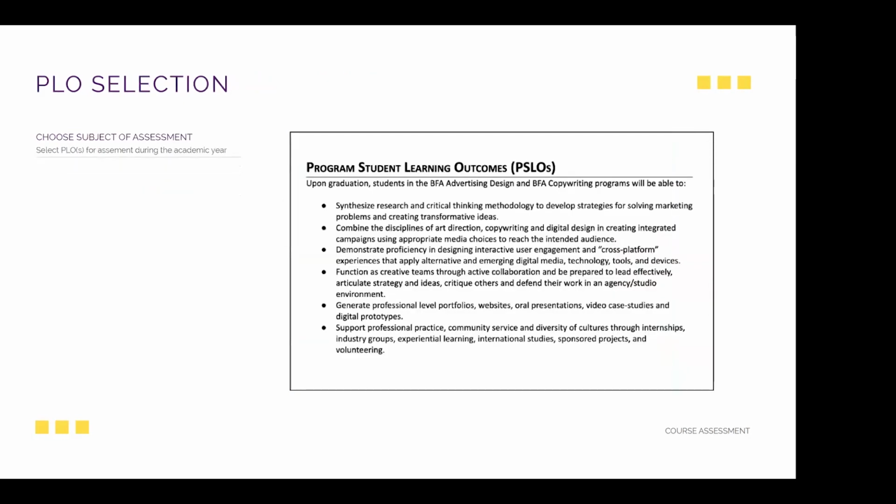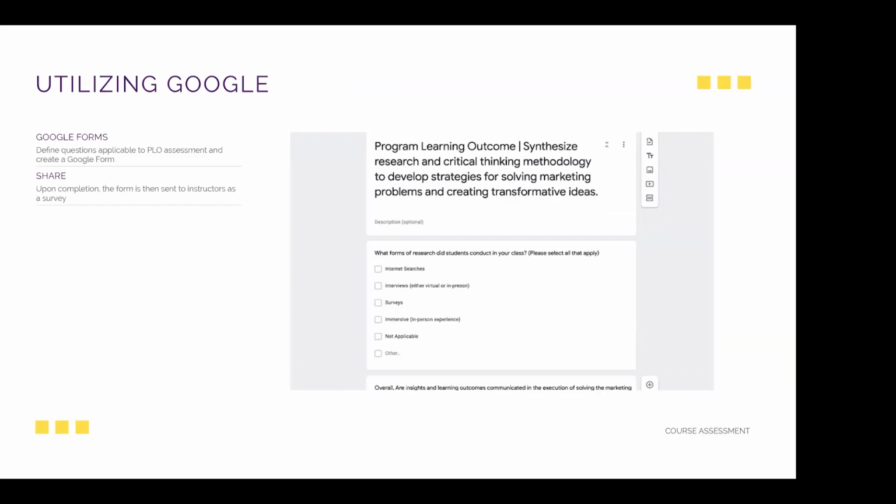So we utilize program learning outcomes in every facet of assessment to assure we're achieving the goals we've set for ourselves and for our students. Here are the program learning outcomes for advertising that you saw at the beginning of Nadine's presentation. And as a department, we select typically 1, sometimes 2 to assess for the academic year. Once the selections are made, we begin formulating questions, building a Google form to share with our faculty at the end of the given semester. Here is a sample of that form.